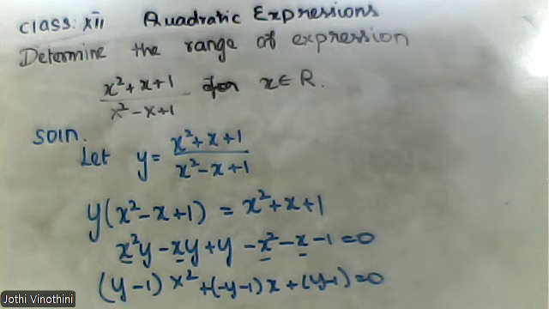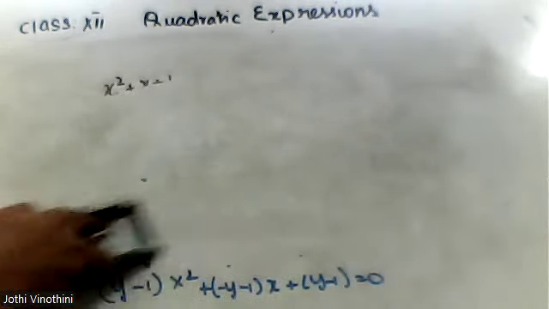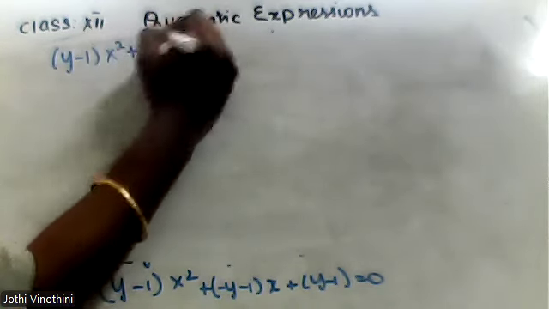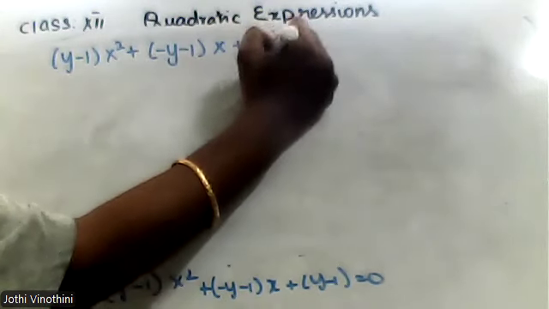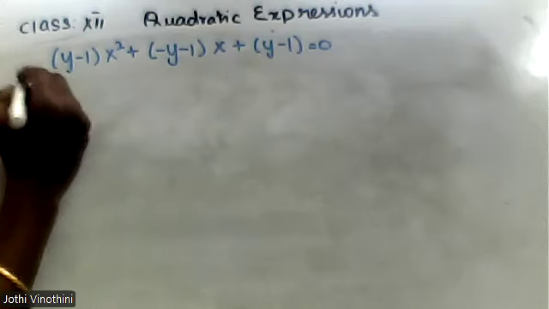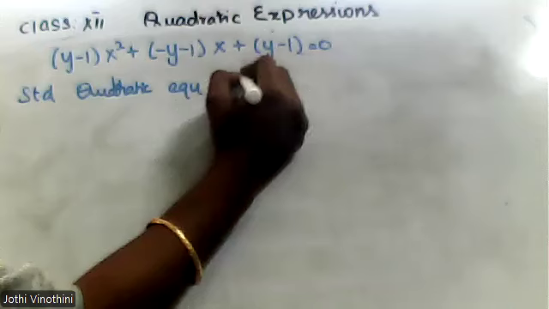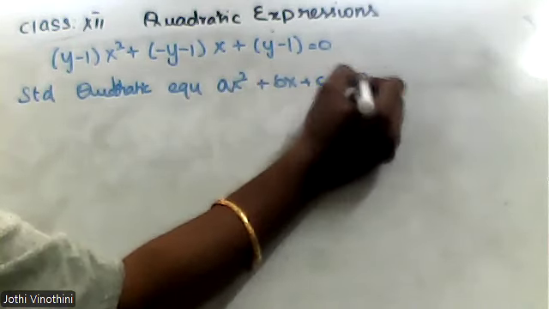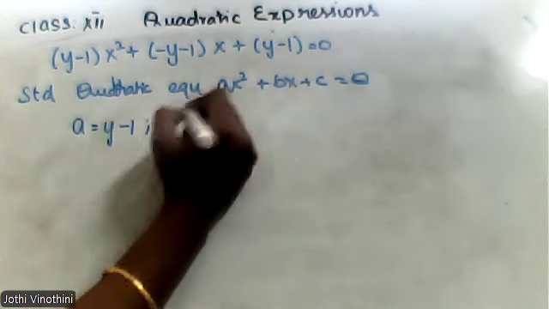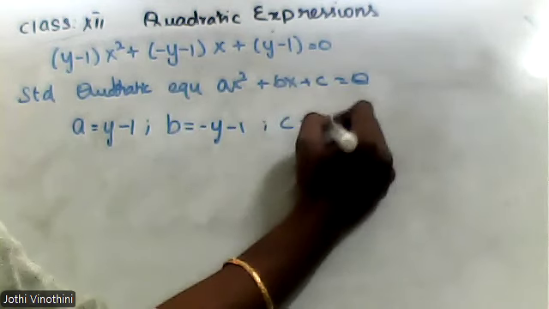Shall we move? Yes. What is the final answer we found? We found y minus 1 times x squared plus minus y minus 1 times x plus y minus 1 equals 0. So up to this we have found. Now I am going to compare this with the standard quadratic equation, ax squared plus bx plus c equals 0. Comparing these, a is the coefficient of x squared, which equals y minus 1. Similarly, b is the coefficient of x, which is minus y minus 1. Similarly, c is the constant, which equals y minus 1.